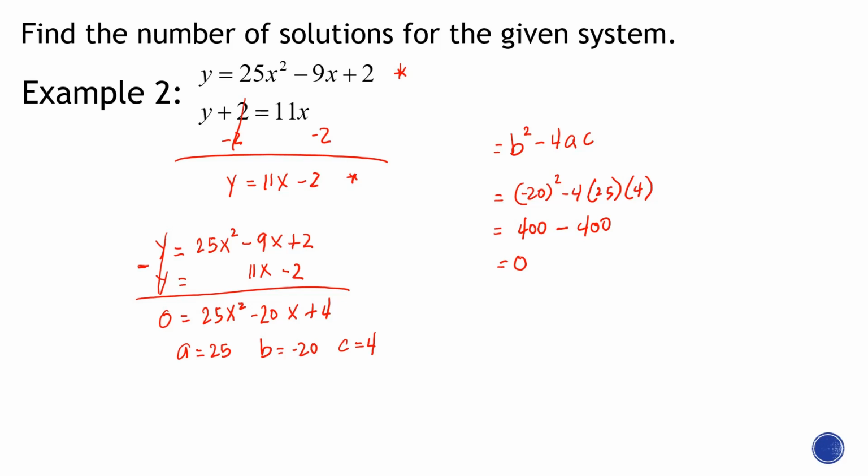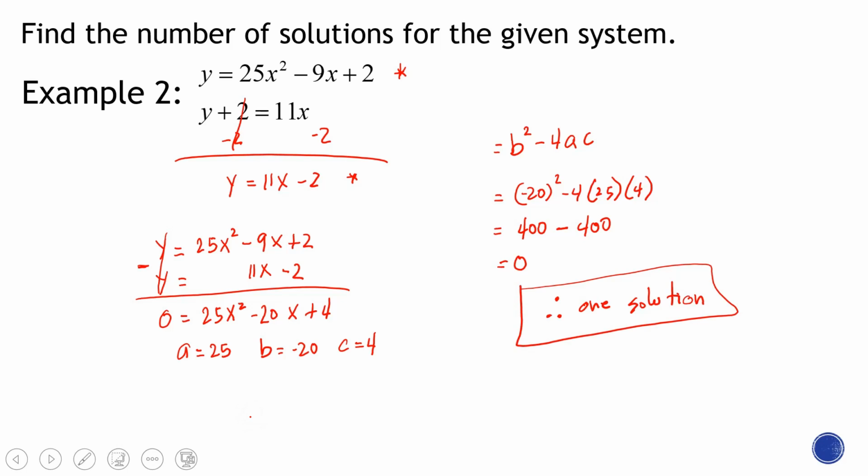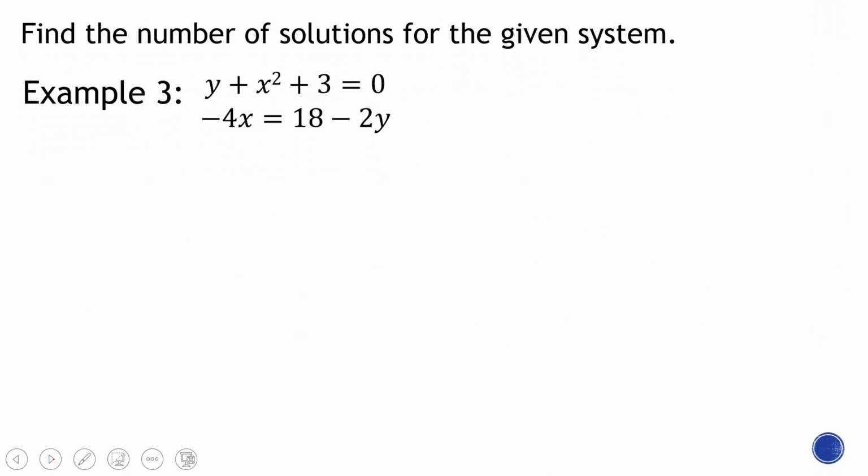So if the discriminant is equal to 0, therefore there's only one solution. The system has one solution only. One value of x and one value of y. Next, let's go to the last example.